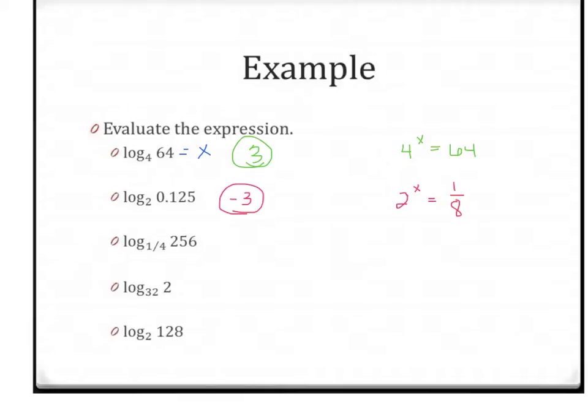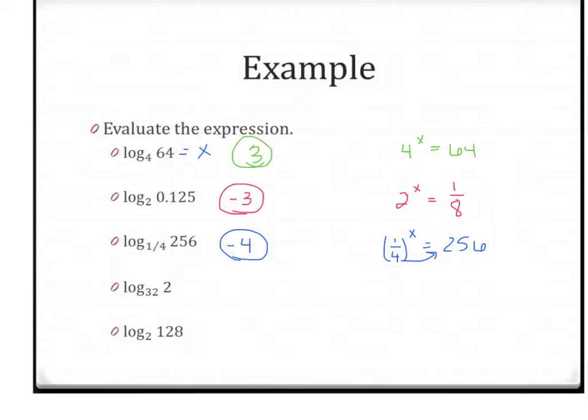Okay, so let's try another one. So this one would be 1/4 to what power is 256. First of all, you should notice that the number came back up. And 4 to what power is 256? It's the 4th, but again, it needed to be a -4 because you did the reciprocal there.